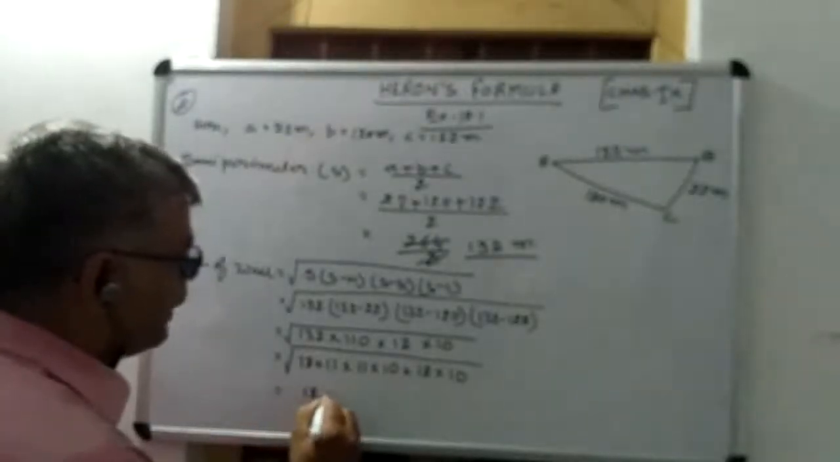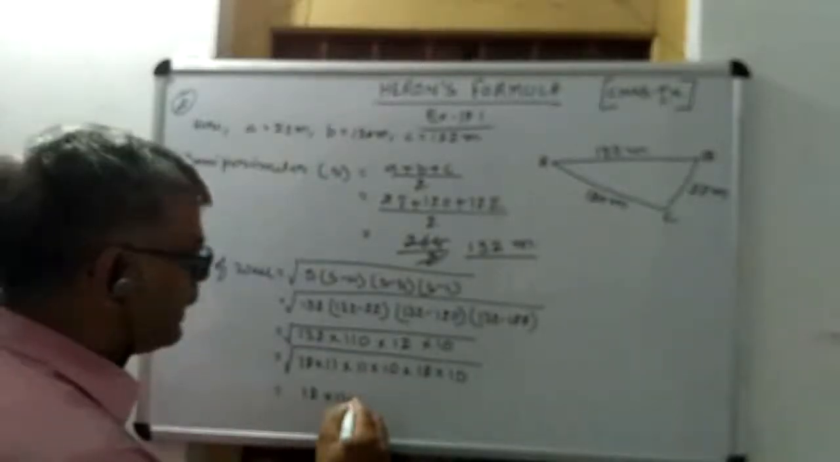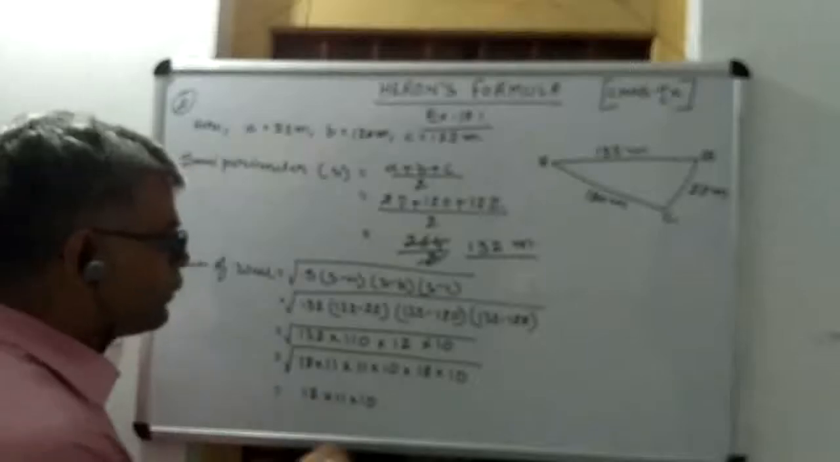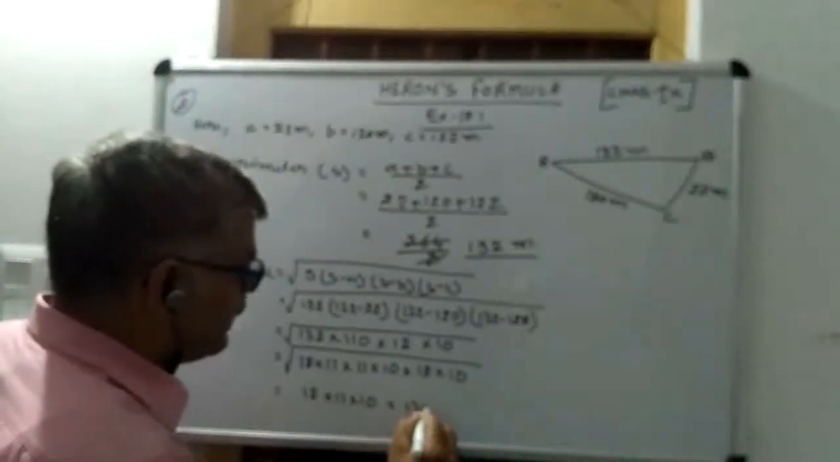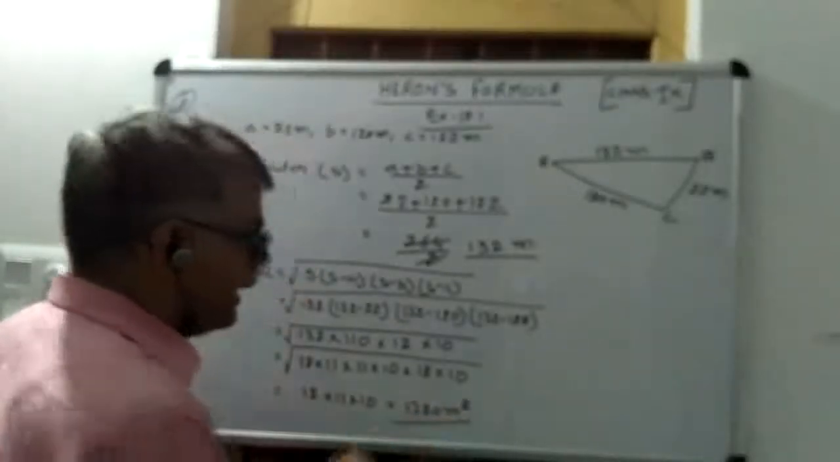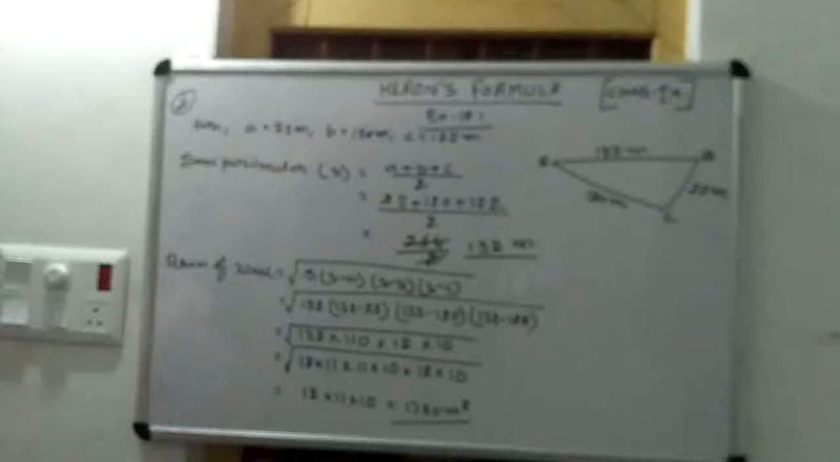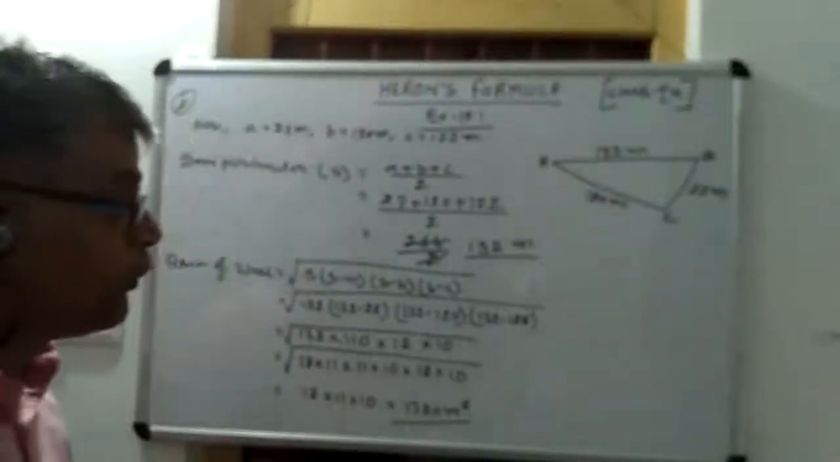So you take out one number for each pair. So 12 into 11 into 10 is the square root, and when you multiply it, you will have 1320 meter square as the area of this triangular wall. Now the area has been calculated.